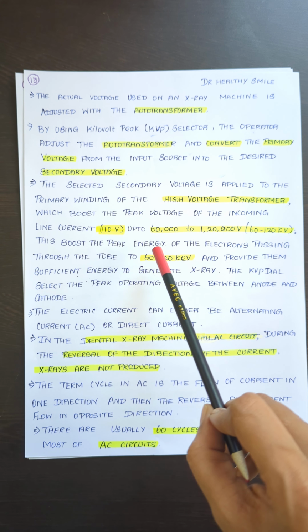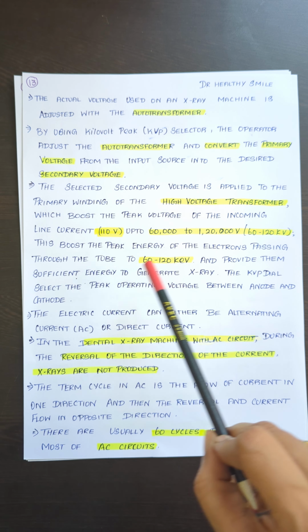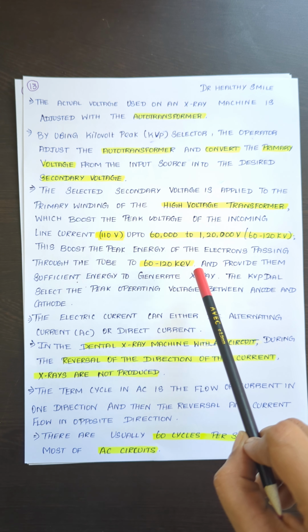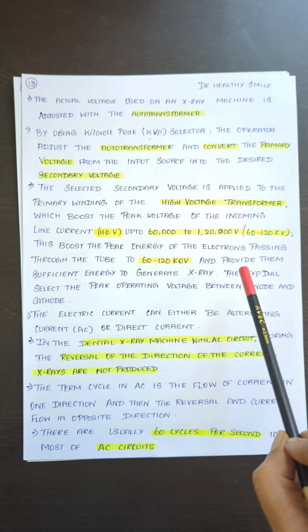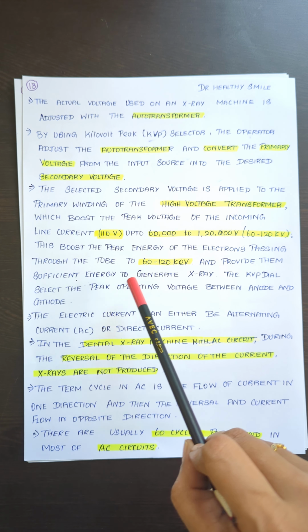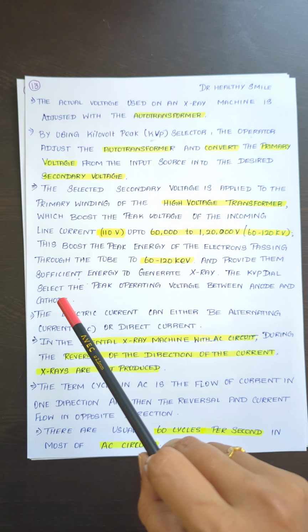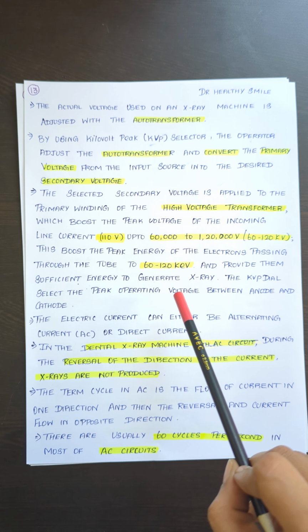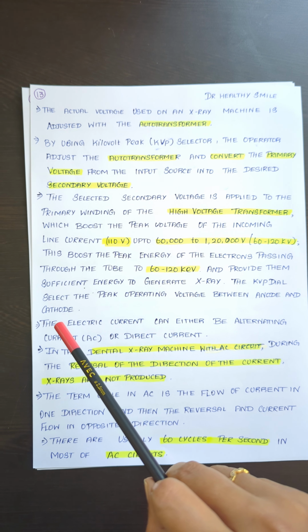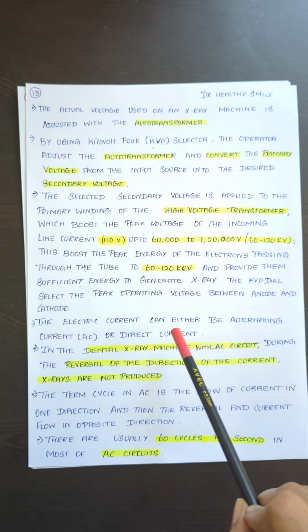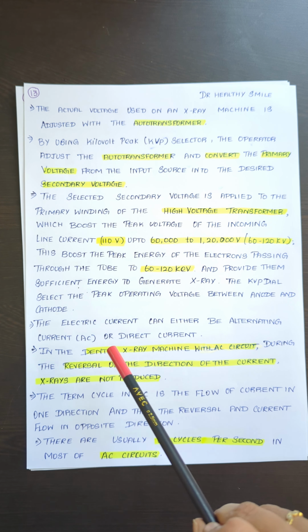This boosts the peak energy of the electrons passing through the tube to 60 to 120 kiloelectron volts and provides them sufficient energy to generate X-rays. The kilovolt peak dial selects the peak operating voltage between anode and cathode. The electric current can either be alternating current or direct current.